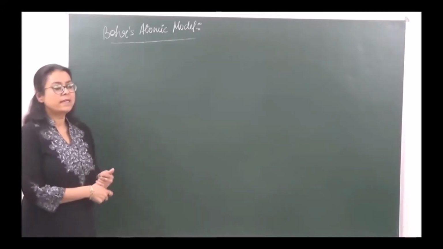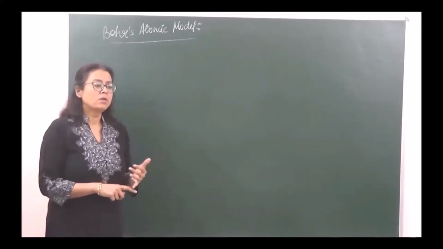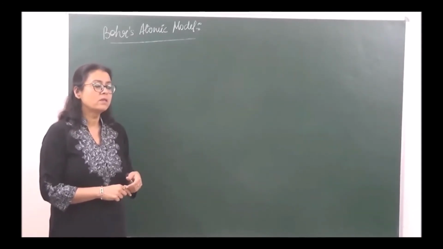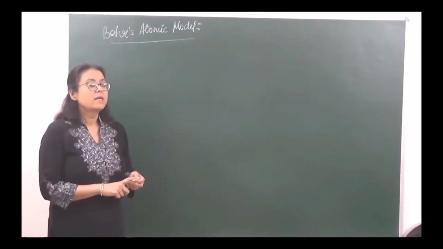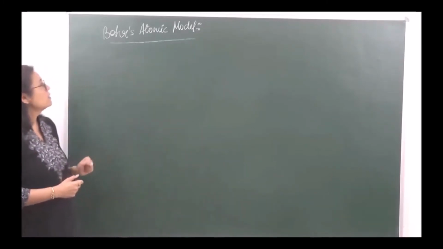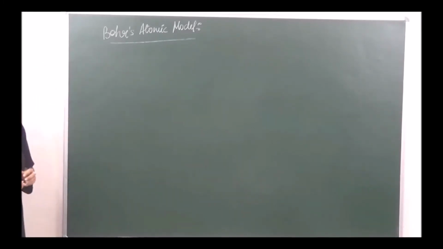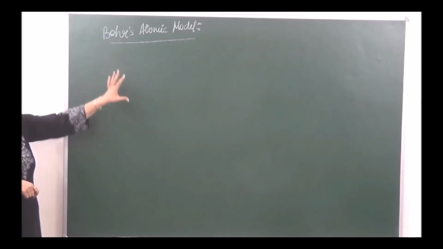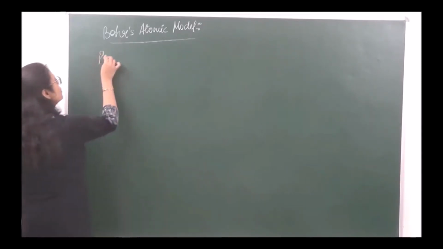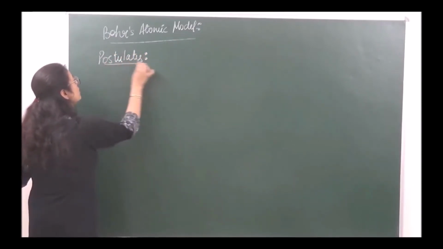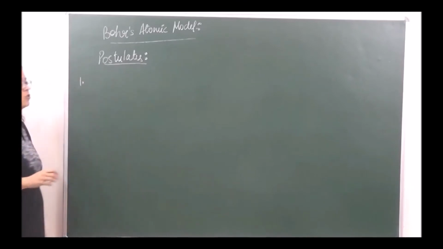As we had already studied, Rutherford's atomic model could not explain the spectrum of hydrogen, and it could not also explain the stability of the atom. Now when these two flaws were seen in Rutherford's model, the next model was given by Bohr, known as Bohr's atomic model, and to overcome all those flaws, Bohr gave his model.